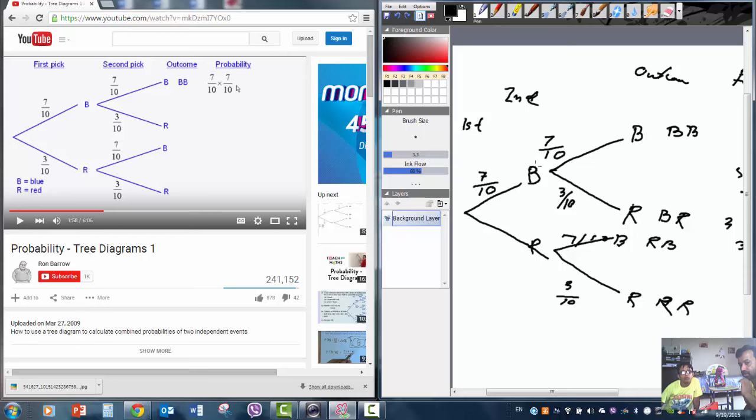When you have a chance of getting a blue 7 out of 10, that means you actually have 10 different options. Out of this 10, let's say these are 7. Now for each of these you go 1, 2, 3, 4, 5, 6, 7 here, let's say. Now, when you put them back, again you're doing the same thing. So you're repeating it for each of those out of 10 things.